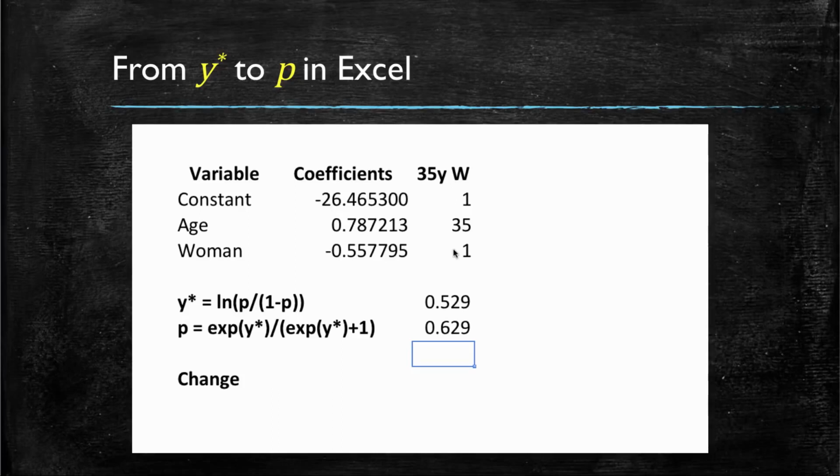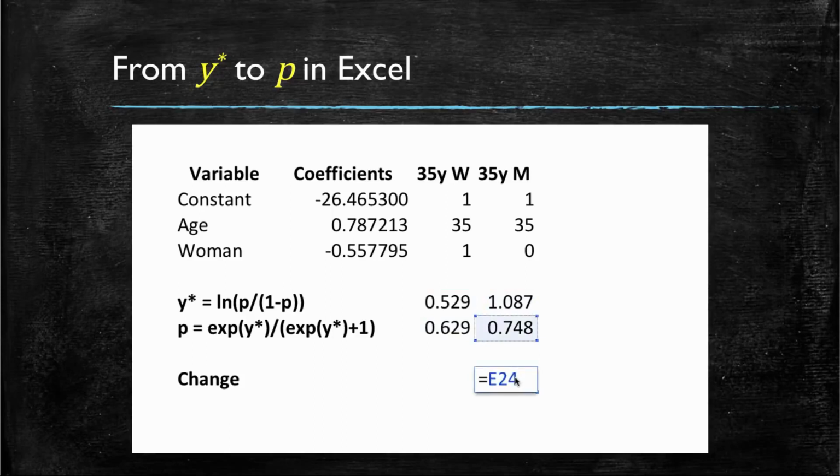Let's now investigate, for instance, how would things change if rather than having a woman, we had a man, a male, and see how this changes for a 35-year-old male. We have 1, 35, and now we turn off the woman dummy variable. Note that the probability now has increased from 62% to 74%. Specifically, we have an increase in the probability of 11.9 percentage points.